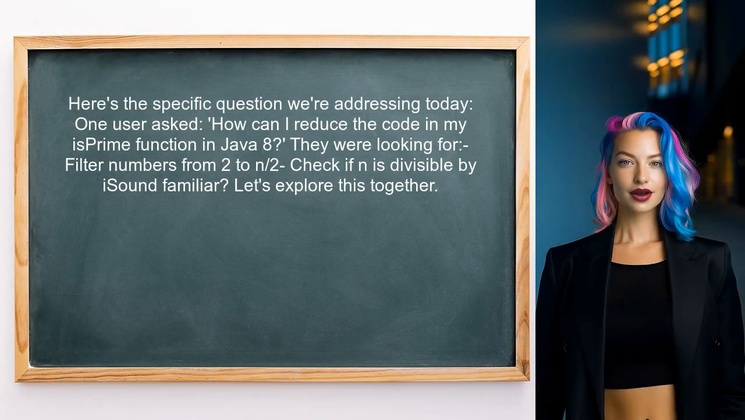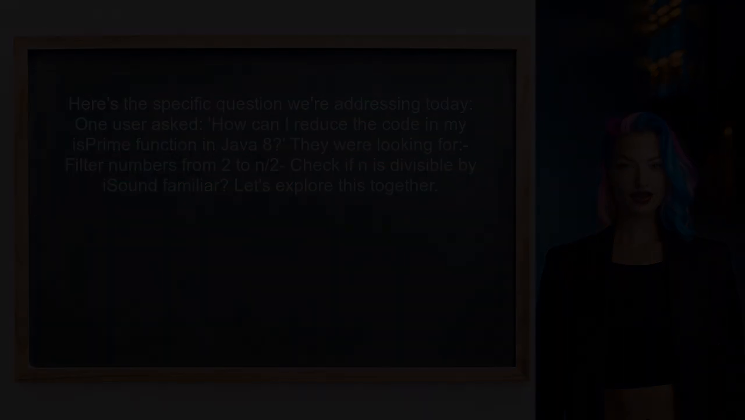Here's the specific question we're addressing today. One user asked, how can I reduce the code in my isPrime function in Java 8? They were looking for a way to filter numbers from 2 to n divided by 2, and then check if n is divisible by i. Sound familiar? Let's explore this together.